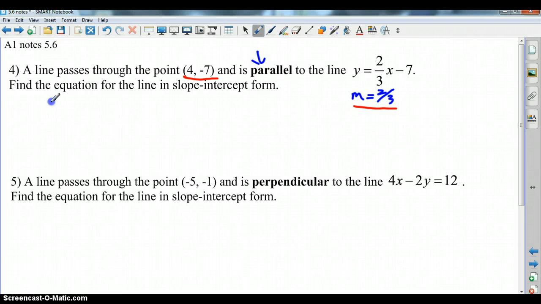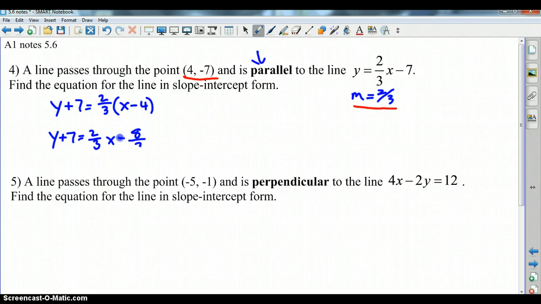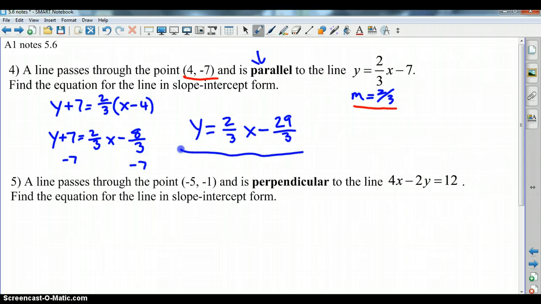We're going to use point slope form. So y minus negative 7 is equal to 2/3 times x minus 4. Now I'd love to leave it that way, but this problem says to write it in slope-intercept. So we're going to have to do some distribution. We'll subtract 7 from each side. Now remember, 7 is the same as 21/3, so I'd end up with y equal to 2/3 x minus 29/3. There's my equation.